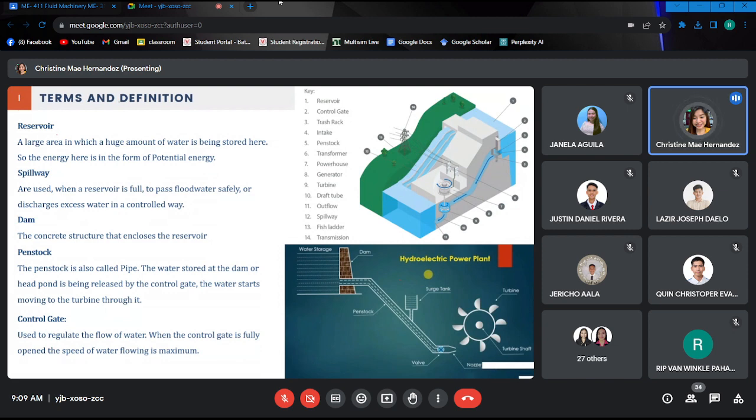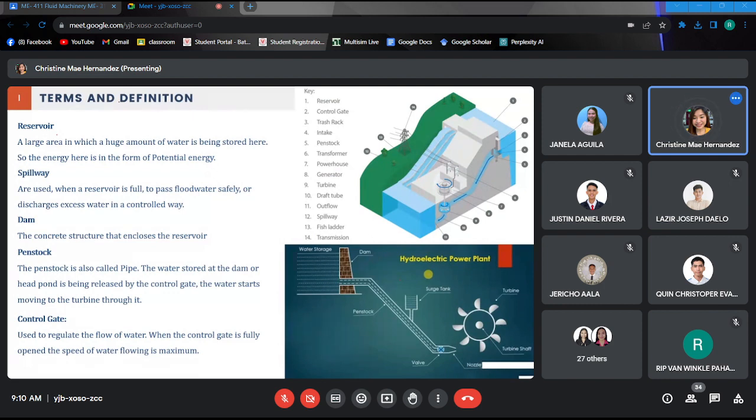So yan. So yung fluid natin is coming from the reservoir. So ang working principle ng ating turbine is when any fluid strikes the blades of the turbine, the blades are displaced which produces the rotational energy. So when the turbine shaft is directly coupled with generator, mechanical energy is converted into electrical energy.